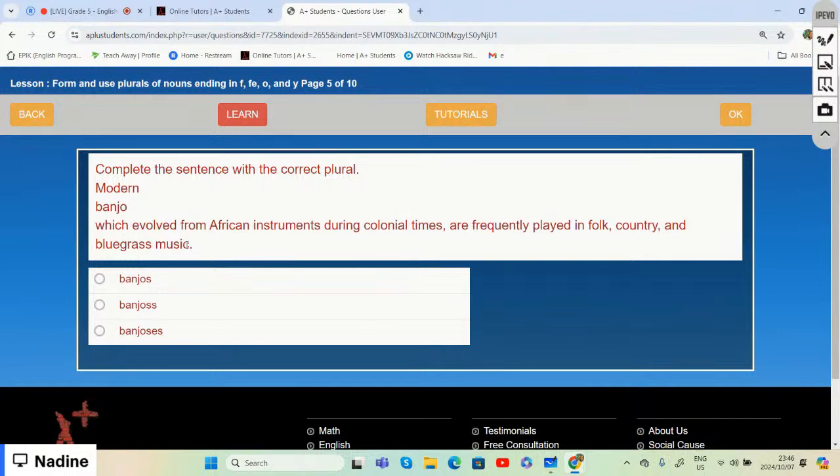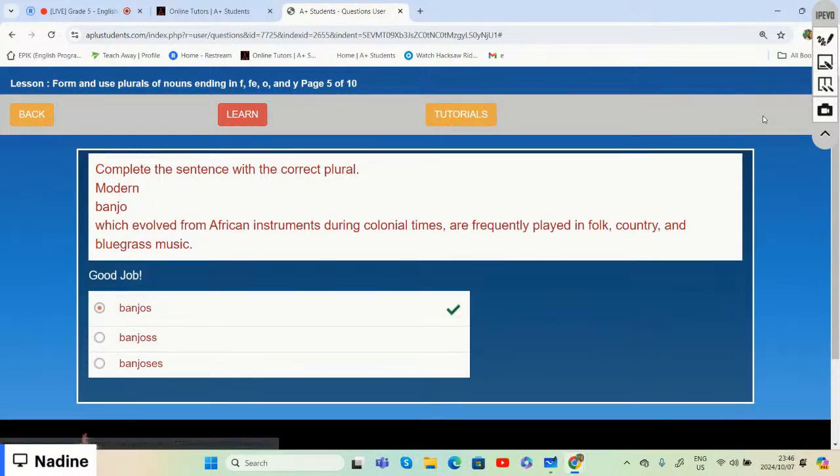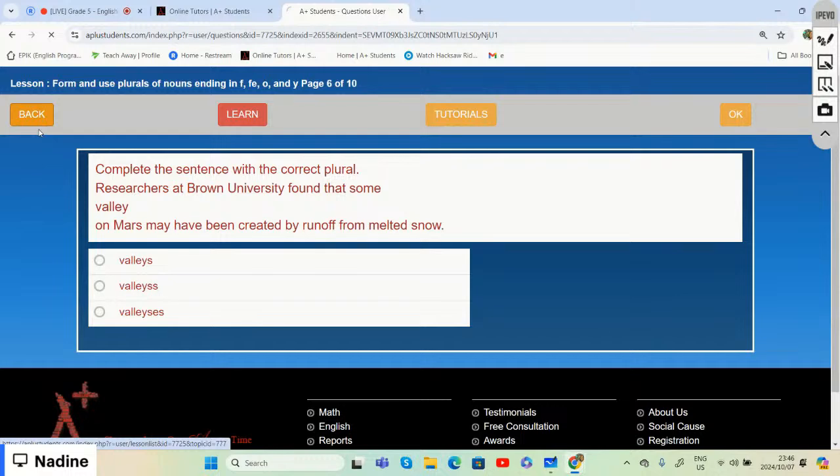So with banjos, all we do is we just add an S. So it's option one. So well done. Banjos is correct. Option one is correct. Well done.